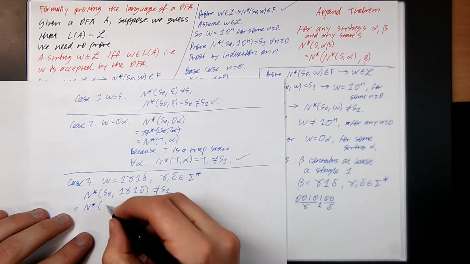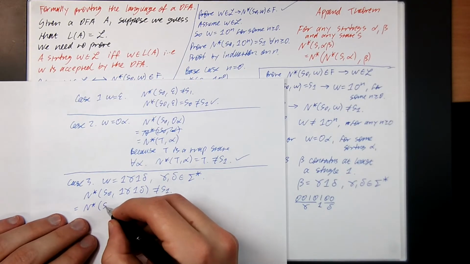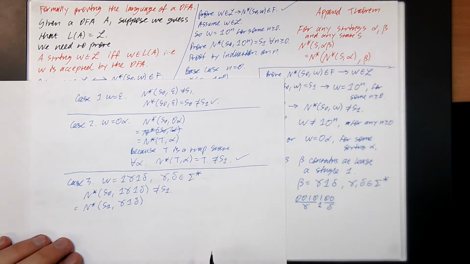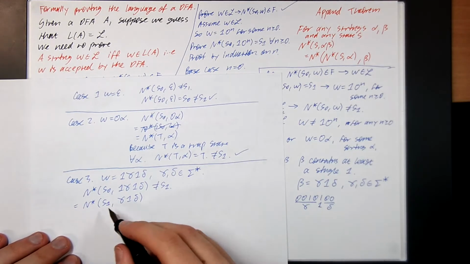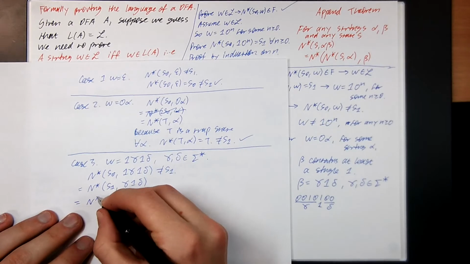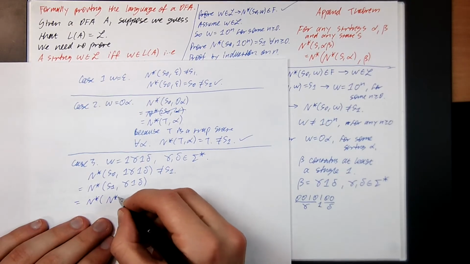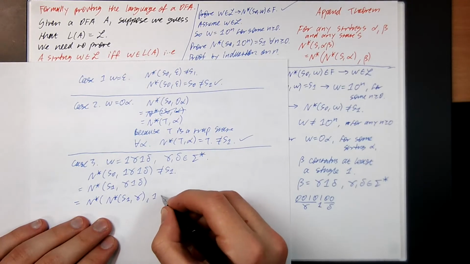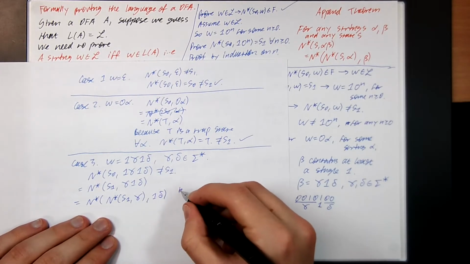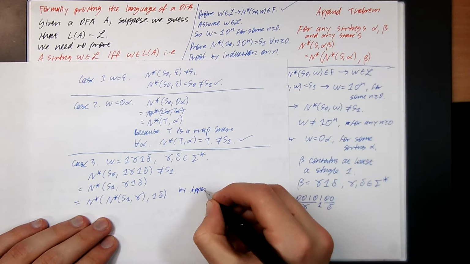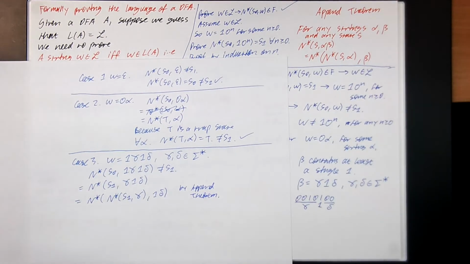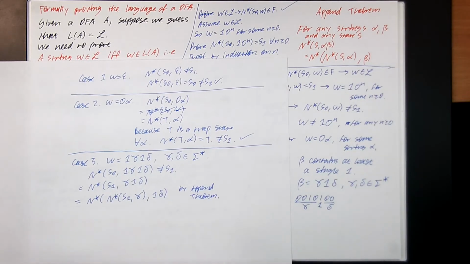So n star of S1, gamma, 1, delta. I can now apply the append theorem to split off the gamma. So n star of S1 gamma 1 delta by the append theorem. Okay. Now it looks like I'm a little stuck because I don't know where gamma takes me from S1.